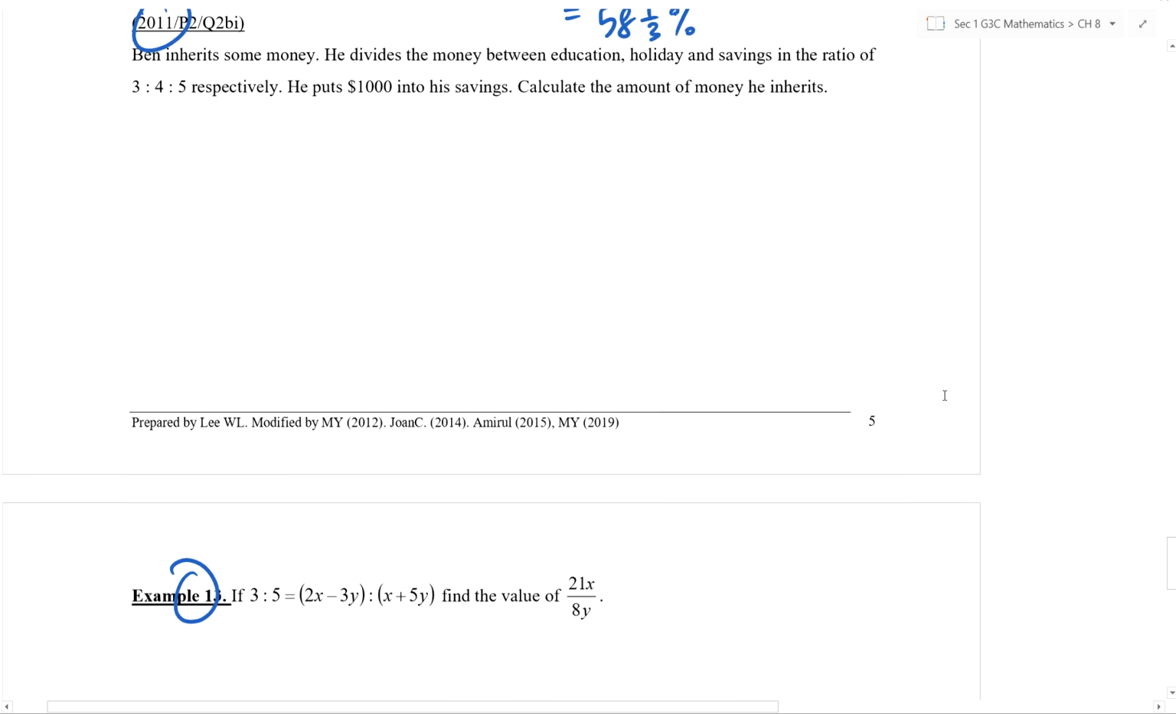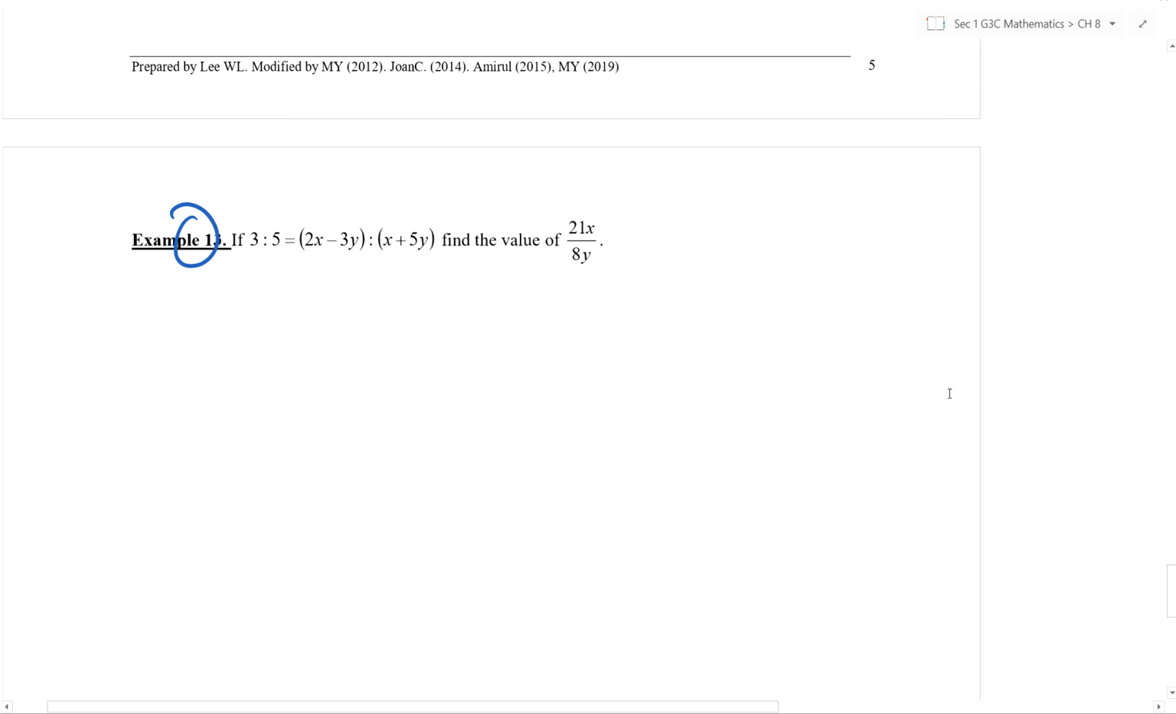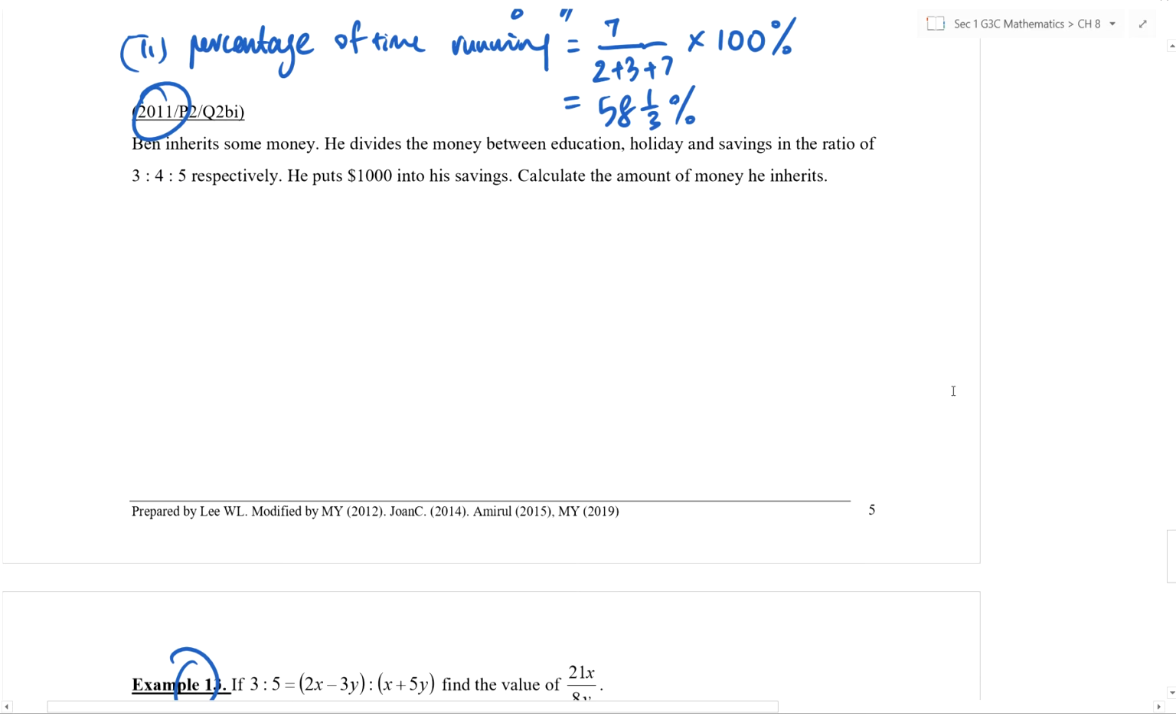Moving on, we have just a few more questions. I think 2 of them. Okay, so Ben inherits some money, divided money, education, holiday, savings. 3 to 4 to 5. 1,000 into savings. So we need to identify savings comes in a third number. So this 5 over here represents our savings.